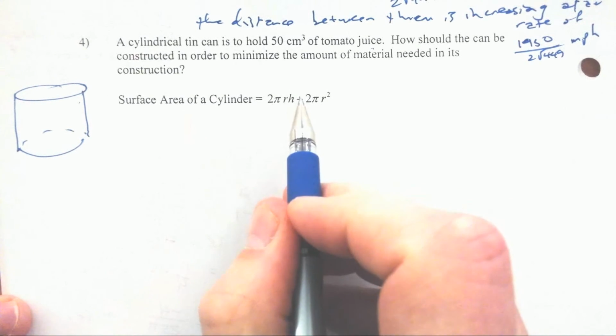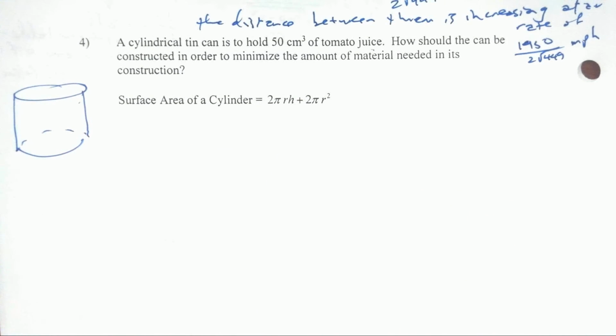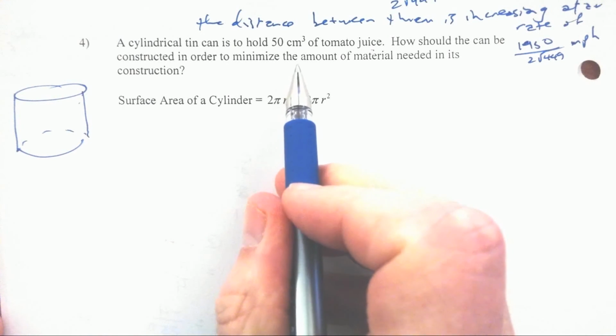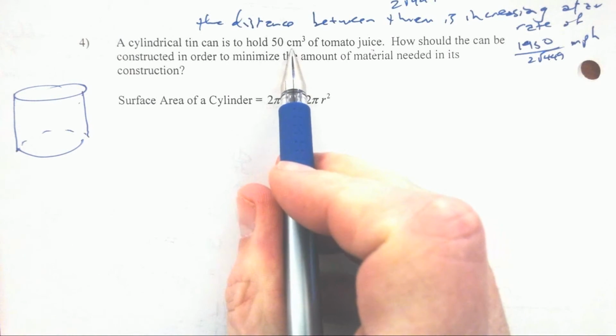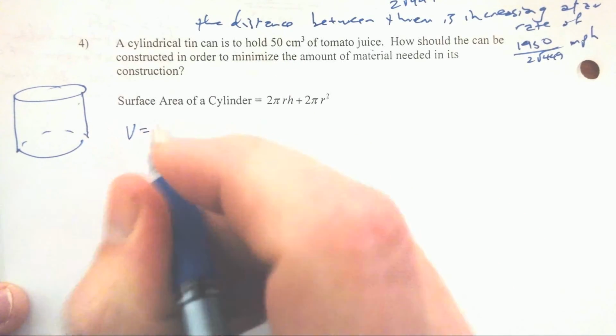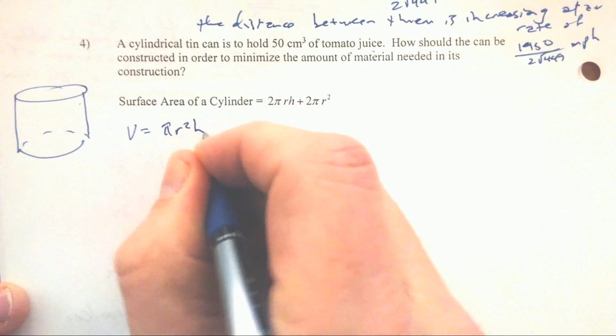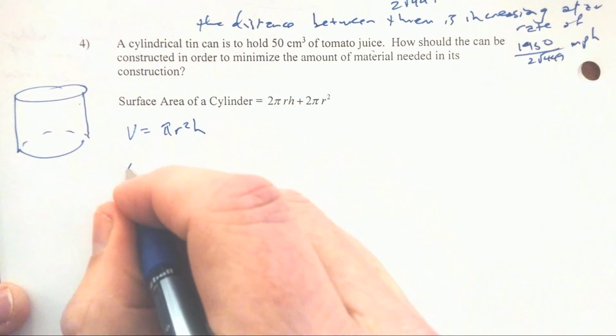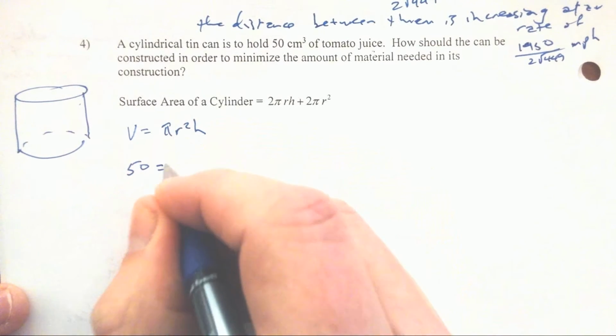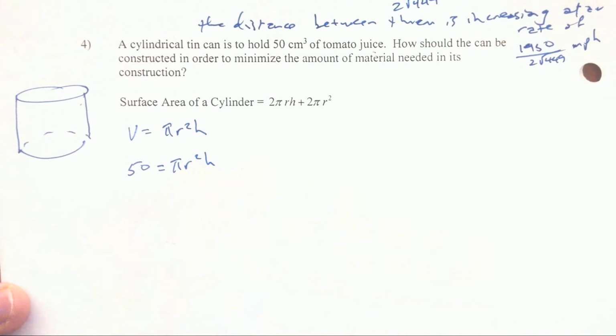Well, here's our surface area. I want to minimize that. But what do I know about our surface area? It also has to have a volume of 50, and volume is pi r squared h. So 50 is pi r squared h.